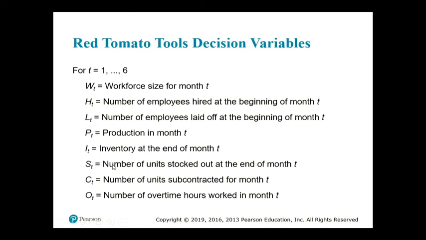And then at the end of each month, we might have some leftover inventory, which we denote as IT. And the other possibility is we might have stock out. So in which case we'll denote the number of units stocked out or number of units back ordered as ST. We might want to subcontract part of the work in each month, and this is denoted as CT. And then in addition to the regular work hours, we might ask the workers to work overtime, and we denote the total number of overtime hours in month T as OT.